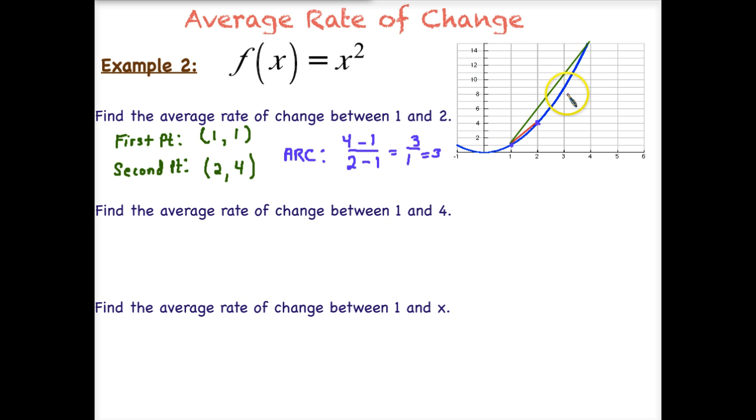Let's compare it to the slope of this green line. This is also a secant line to our nonlinear function. So let's find our first and second points.